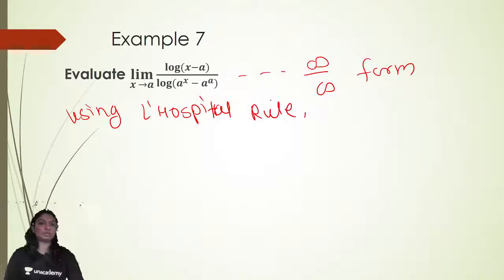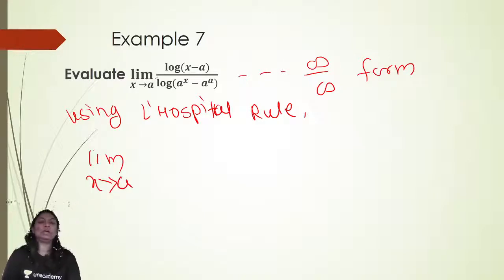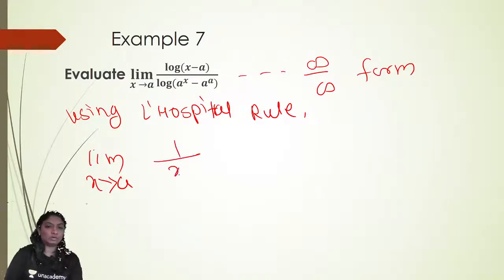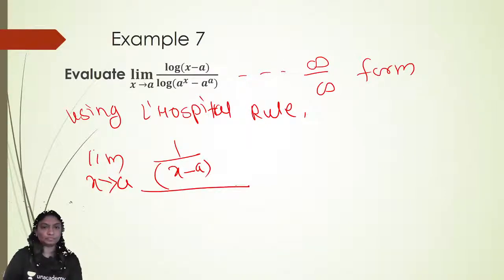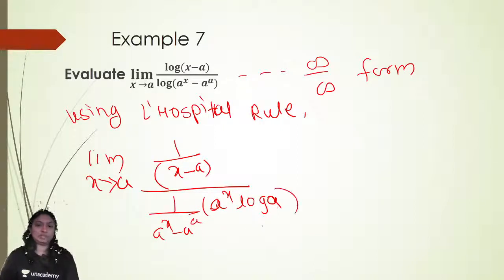Using L'Hospital rule, here you will get limit as x tends to a, log of 1 upon x minus a upon log of a raised to x minus a raised to a. So here you will get 1 upon a raised to x minus a raised to a into a raised to x log a. Here a raised to a is constant, so the derivative of a raised to x is a raised to x log a.